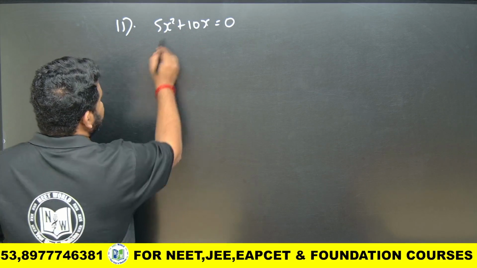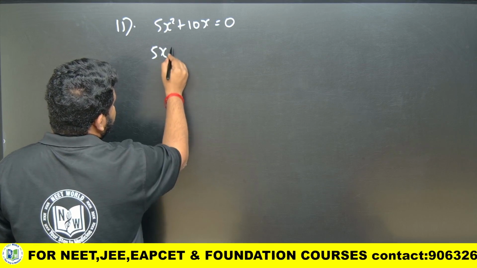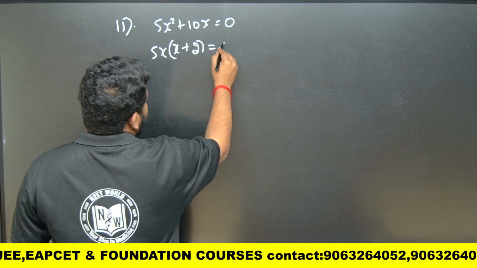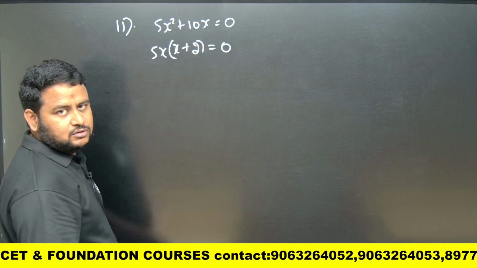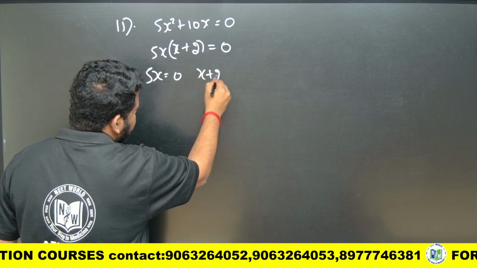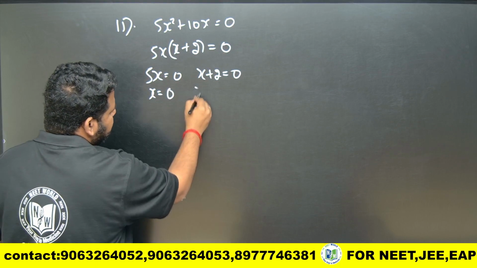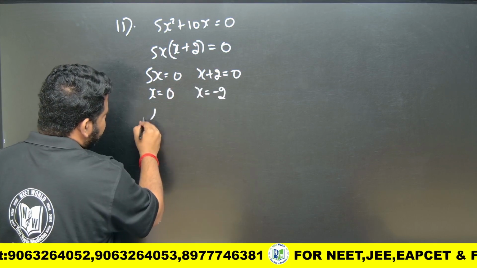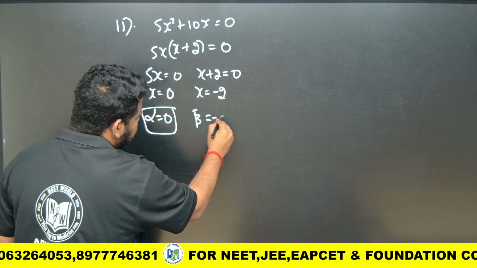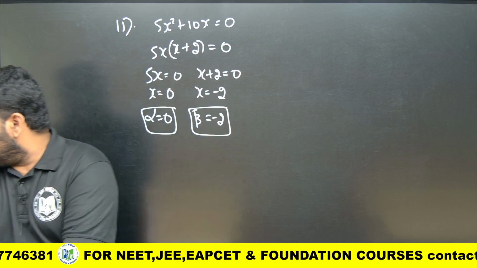So here what I should do? Directly I should take common. What can I take common? I can take common 5x. So if I take 5x common, here x will be there, here there will be only 2. So 5x into x plus 2 is equal to 0. This means 5x will be equal to 0 and x plus 2 will be equal to 0. So x will be equal to 0 by 5, that is nothing but 0, and x will be equal to minus 2. So alpha will be equal to 0, and beta will be equal to minus 2. This is what we got.